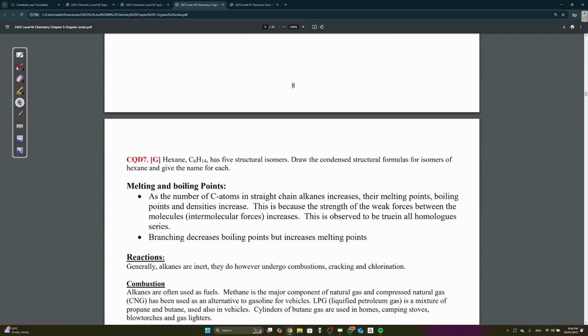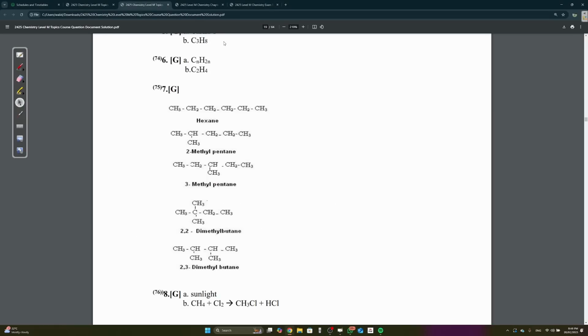Hexane, C6H14, has 5 structural isomers. Draw the condensed structural formulas for the isomers of hexane and give the name for each. I'm going to show you the solution. The easiest thing to do first is just draw hexane. Hexane, we know, they gave it to us as C6H14.